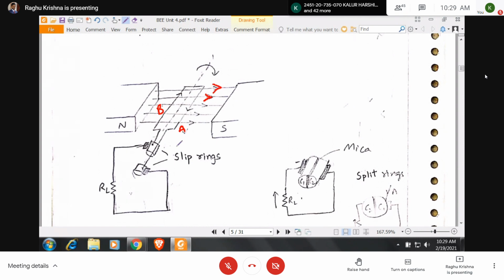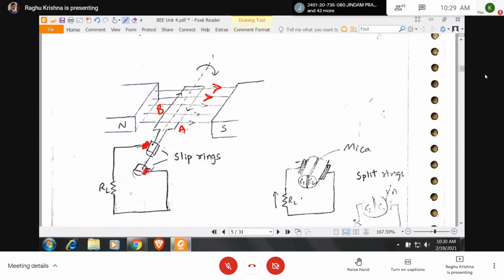Now here, these are two slip rings. This conductor B is connected to this first slip ring, and inside the slip ring the conductor is connected. Outside the slip ring you have this brush. The brush will be fixed in position. Here you have two brushes. This is one brush, and this is another brush.